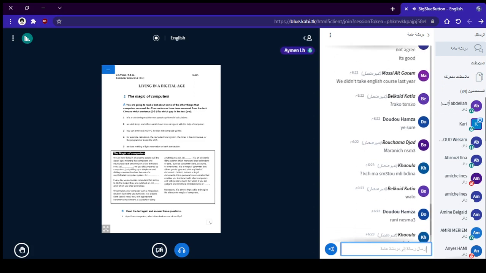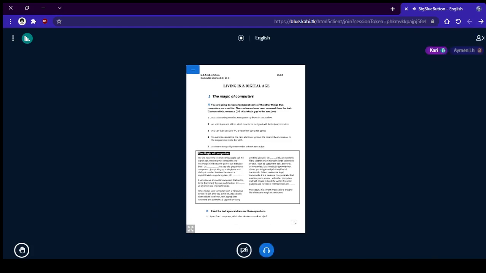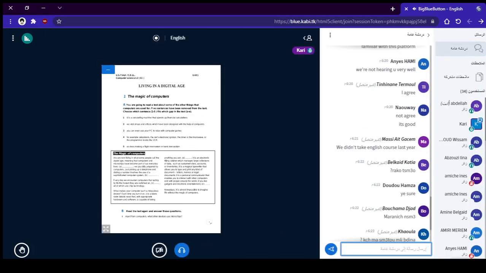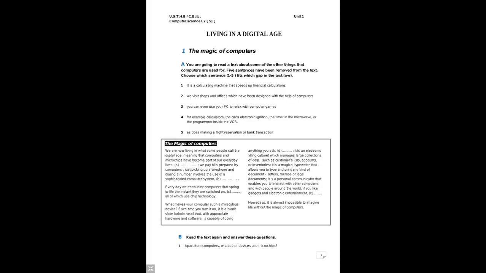Miss, could you repeat the question? Okay, I said in the text, they give you the uses of computers, or what we can do with computers. Now I'm asking you, what are the other uses of computers? What do we use computers for, apart from what is being said in the text? Biological research. Researches, yes, very good. Can you repeat the question, please? I said, what else do we use computers for? Robotics. Robotics, yes.